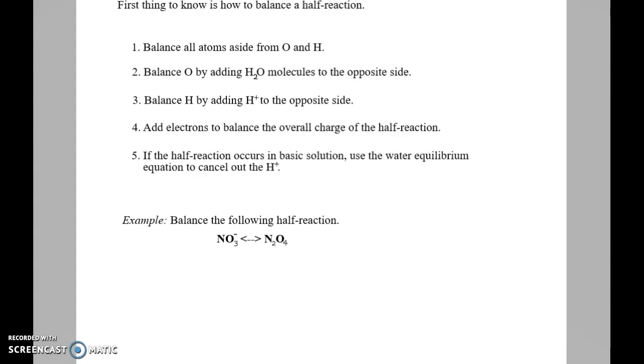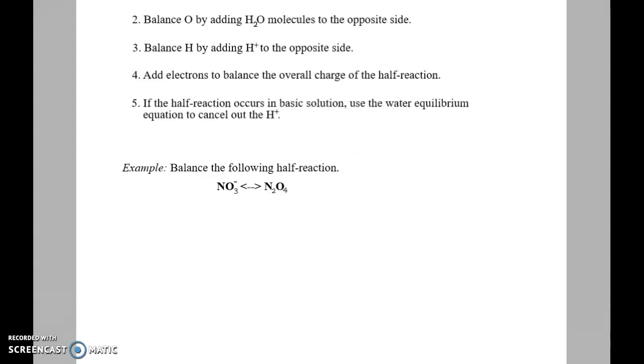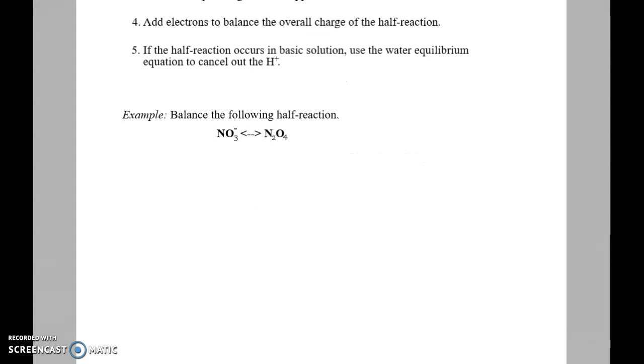And you can balance hydrogen atoms by adding hydrogen ions to the side with the least amount of hydrogen atoms. Once all the atoms have been balanced, you add electrons to balance the overall charge of the half reaction. You add the electrons to the side with the greatest charge, or the most positive charge. If the half reaction occurs in basic solution, you will need to use the water equilibrium equation to cancel out the hydrogen atoms.